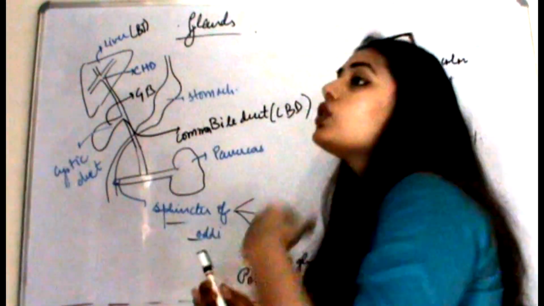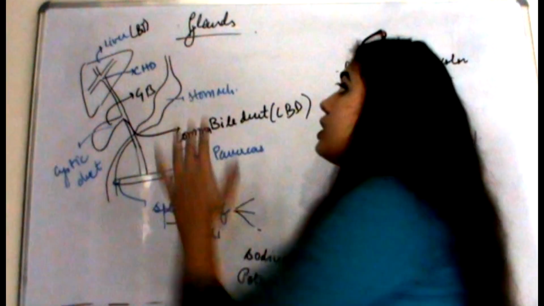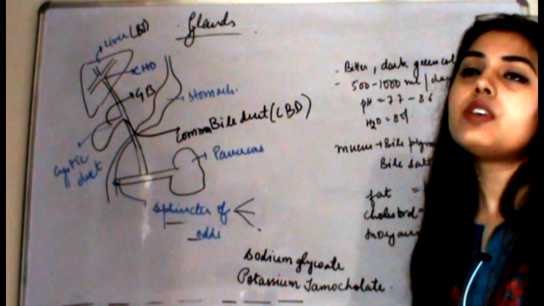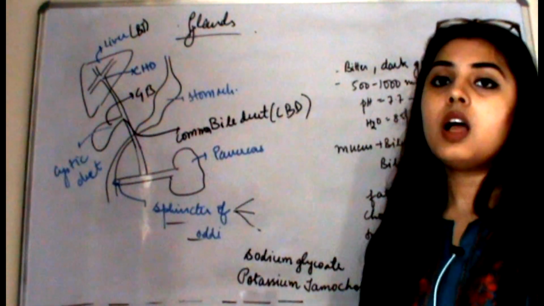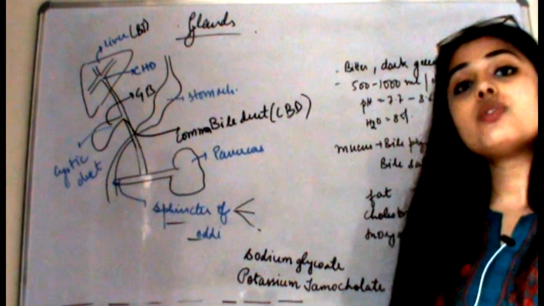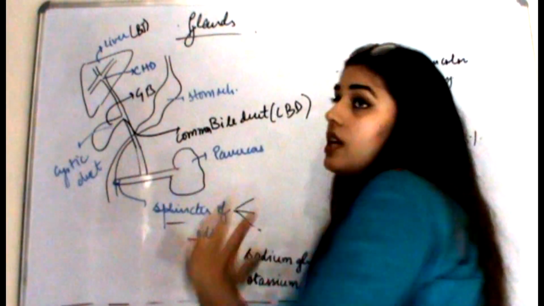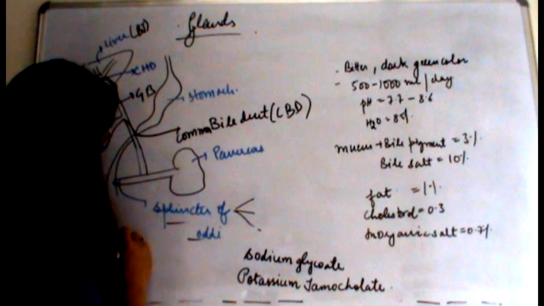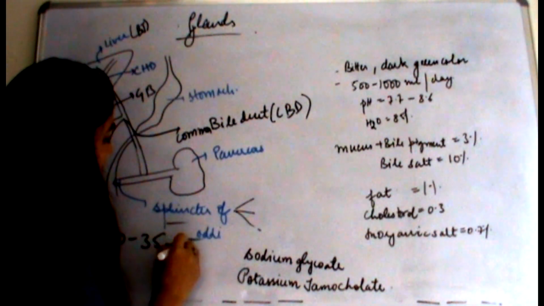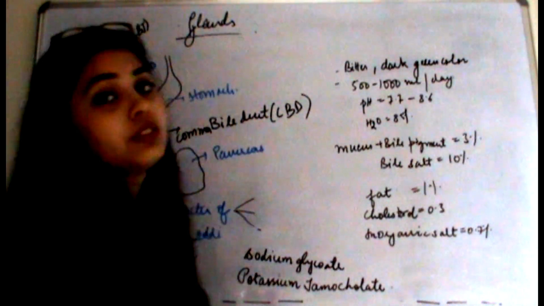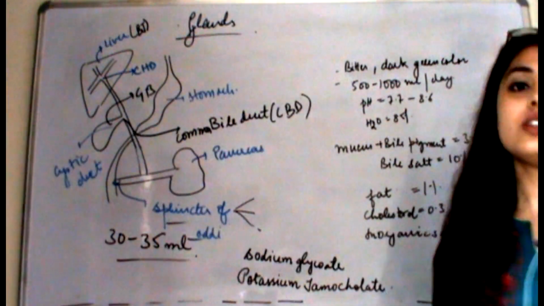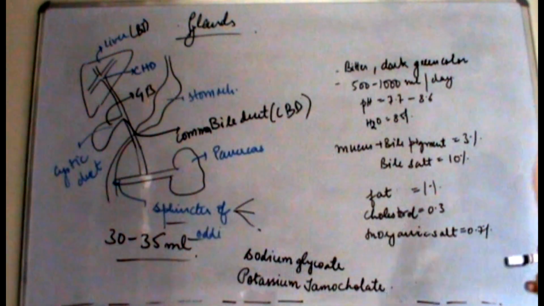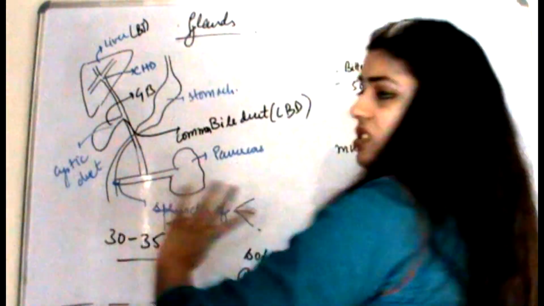The gall bladder will concentrate the bile juice 5 times its normal concentration, right? If it is concentrated at 1x right now, after some amount of time, after its storage, it will be concentrated 5 times its normal concentration. So therefore the storage will be 30 to 35 ml of bile juice, and this will be stored, right? Now I hope you guys have already understood this, right?